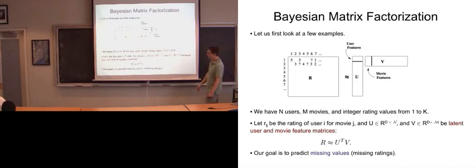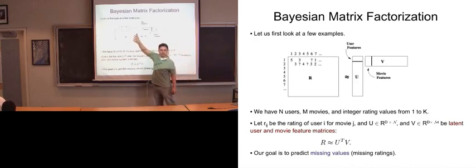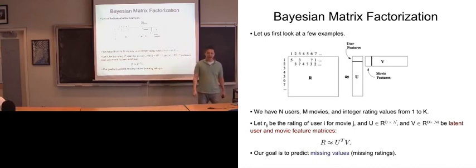So now what's the goal? The goal is to predict missing values. You want to basically complete the entries in this matrix, and if you can do that effectively, then you can make predictions. You can say who's going to like what items, who's going to like what movies.